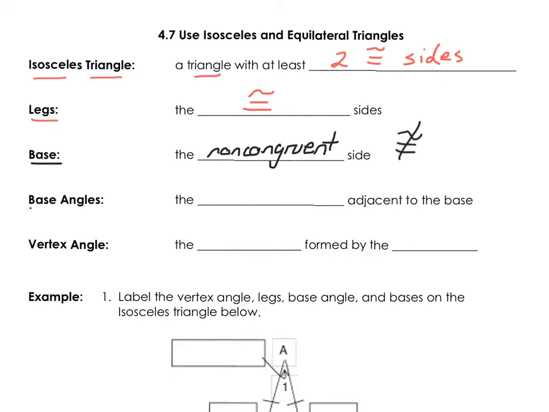Next, we have the base angles. These are the angles that are adjacent to the base. All right, and as we said, the base is that non-congruent side. And the last term we have is the vertex angle. This is the angle in the triangle that is formed by the legs. So where the two legs meet, that's where you'll find the vertex angle.